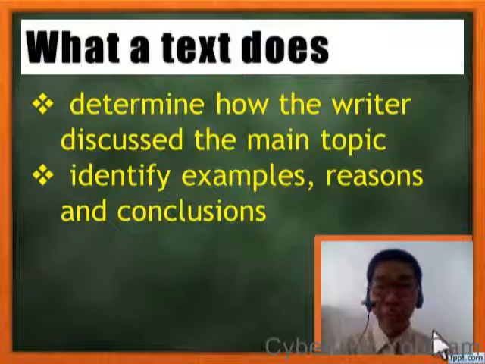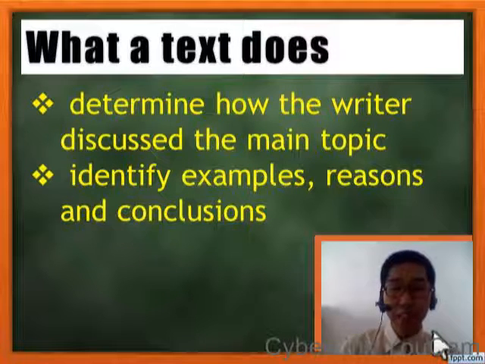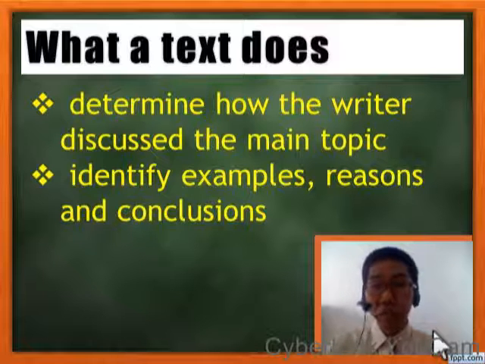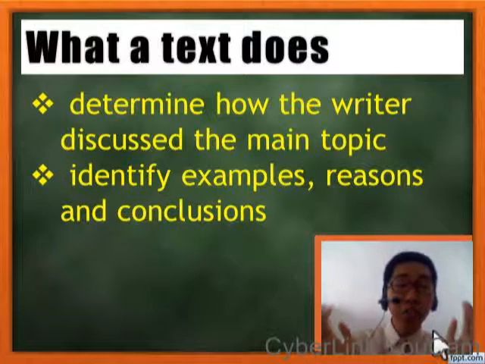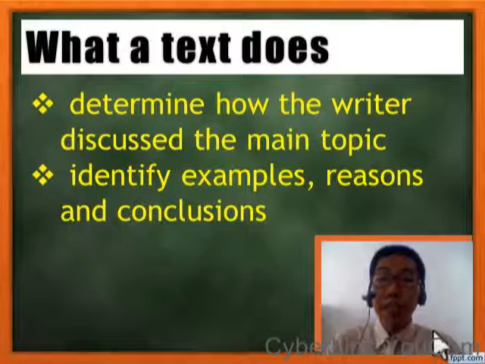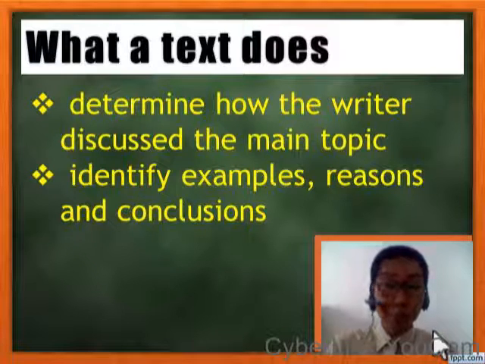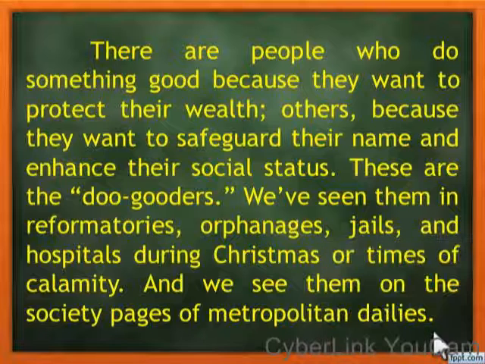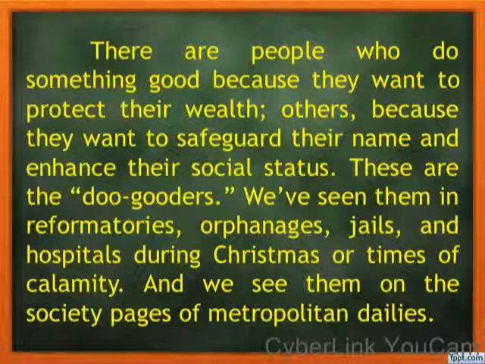Here, you have to determine how the writer discussed the main topic. Did he give examples, reasons, and conclusions? How did he use those to assert a point? Again, let's use the sample piece that we have read a while ago. What is the text all about? The text talks about people who are opportunists.